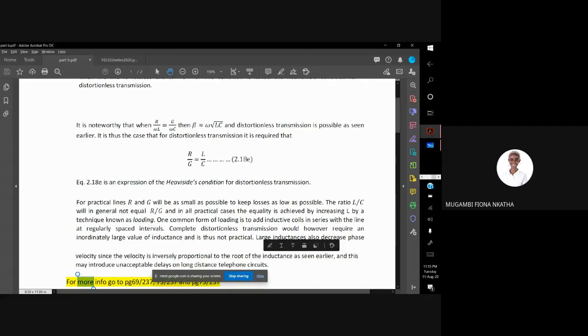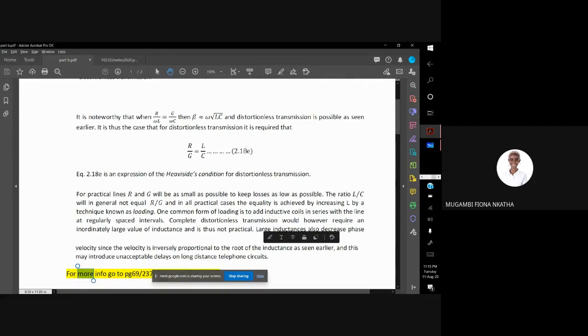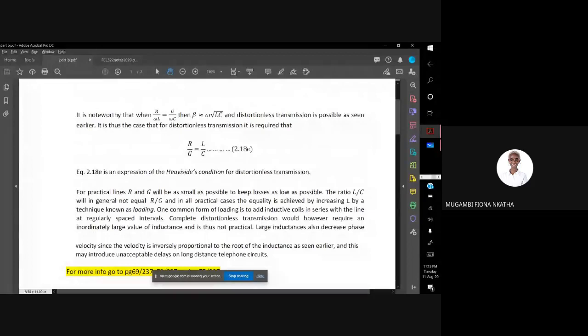So I will read this short part. For practical lines, R and G will be as small as possible. One common form, oh wait, the ratio L over C will in general not equal R over G. This is very true. In all practical cases, the equality is achieved by increasing L by a technique known as loading. And this is what the question is asking us.